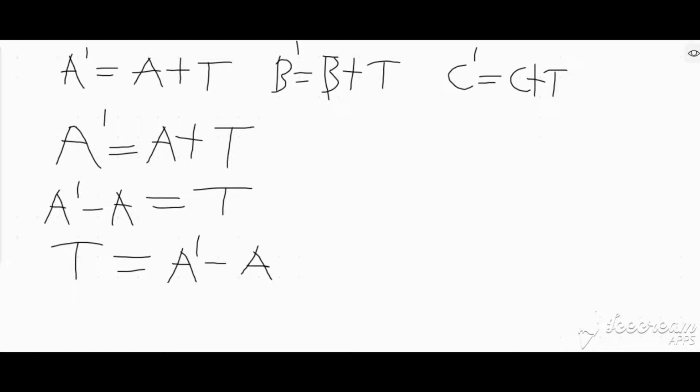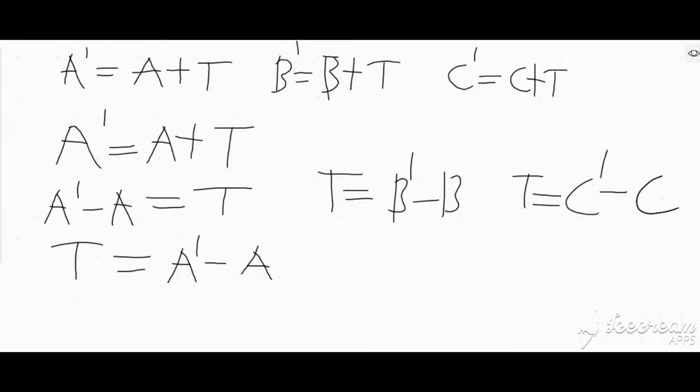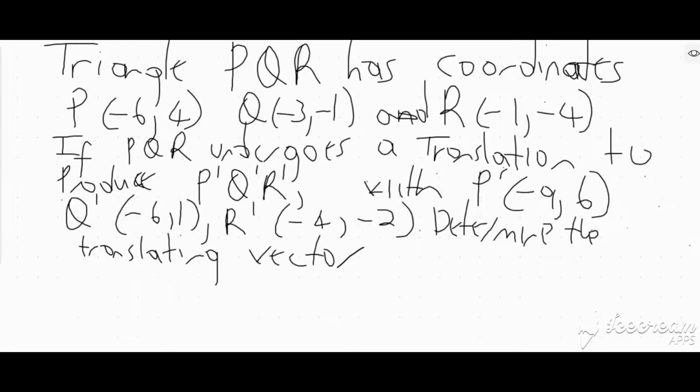Likewise for B. Let us say you chose B from the object and B prime from the image. When you carry out a similar working, you'd also get that T is equal to B prime minus B. Also, T is equal to C prime minus C. Let us look at an example.